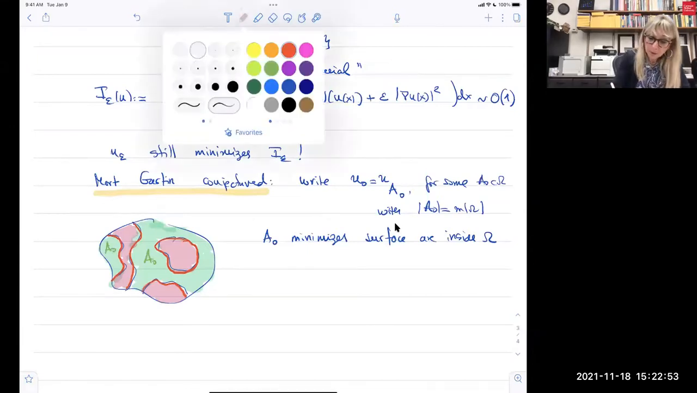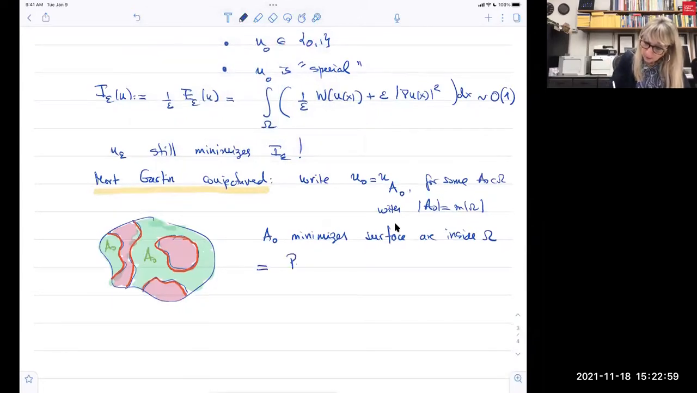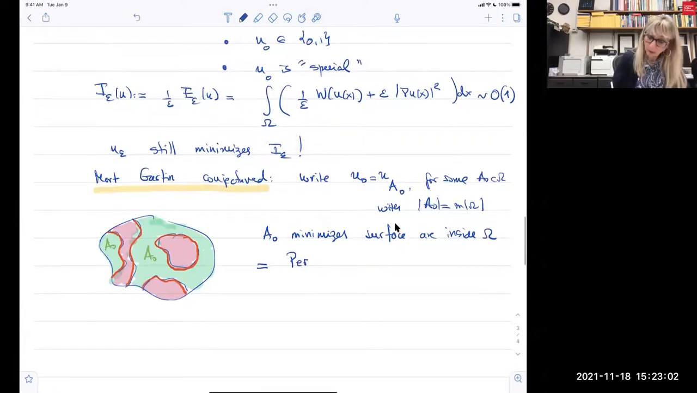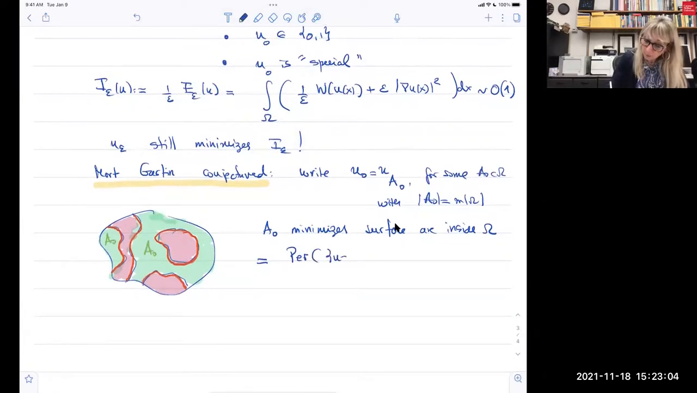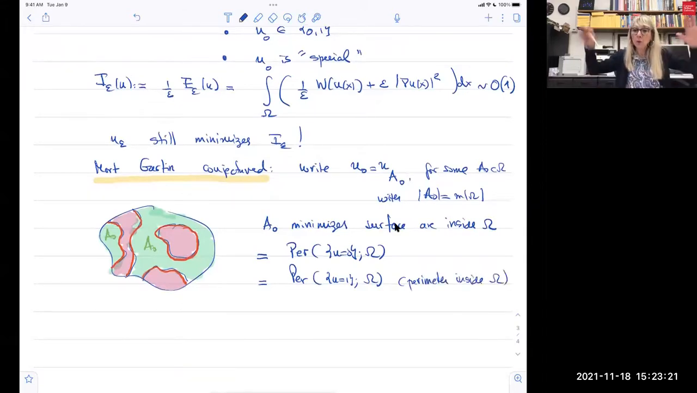Now, surface area in the language that we're going to use is also written like this. That's the perimeter of, say, the phase where U is equal to 0 inside omega, which, by the way, is the same as the perimeter where U is equal to 1 inside omega, right? So that's just the perimeter inside omega. You don't look at the container.